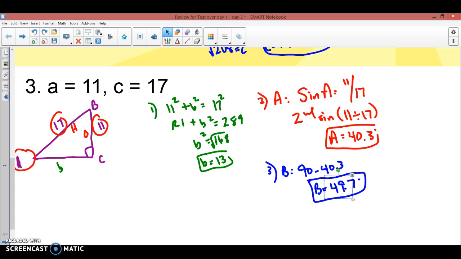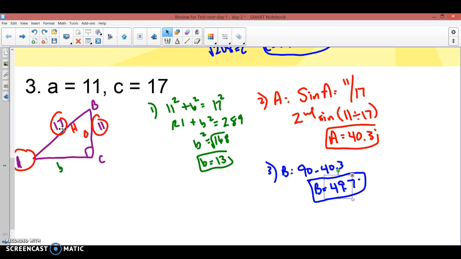Okay, so again, let's sketch the right triangle, the same as we've done the previous two. If we're given two sides, the first thing we should find is the third side using the Pythagorean theorem. So our a squared plus b squared equals c squared. It gives us an answer of 13.